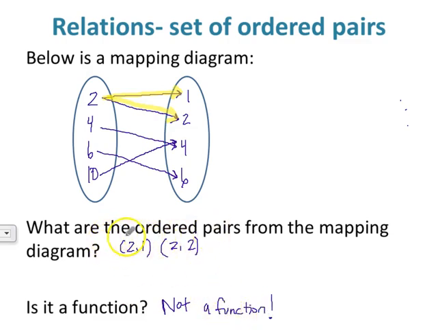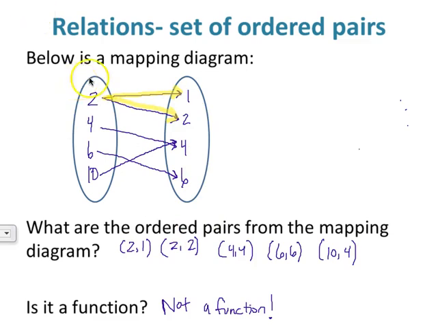Let's continue and write all the ordered pairs. What would be the other ordered pairs? Well, 4 and 4. We've got 6 linked with 6, and we also have 10 linked with 4. And because we had our input here with 2 different outputs, we determined this was not a function.